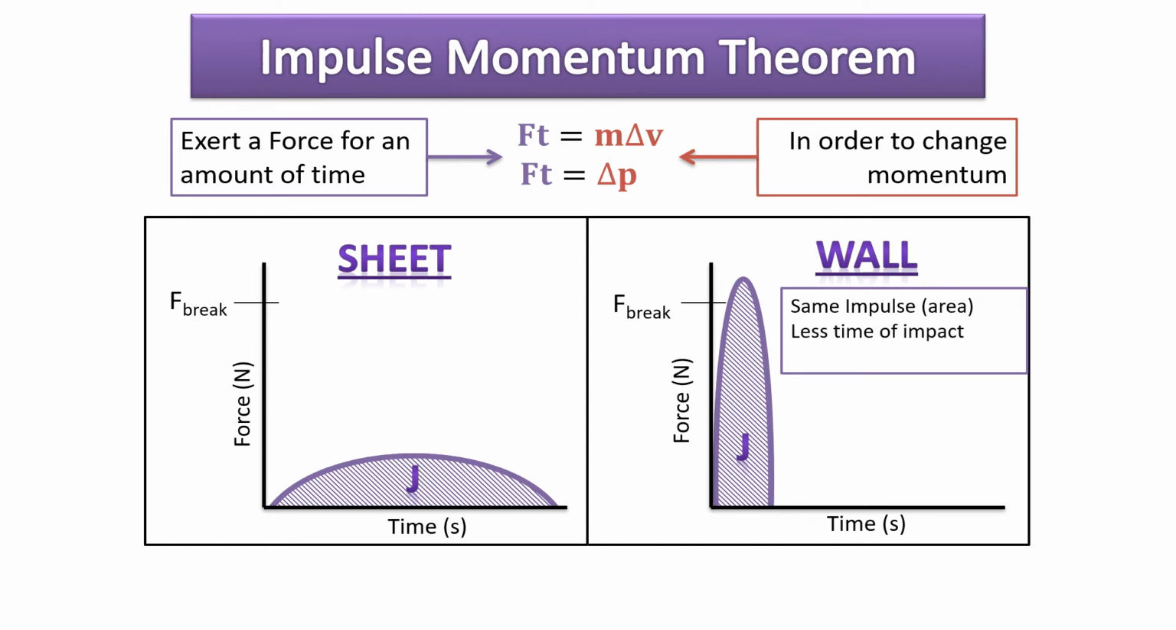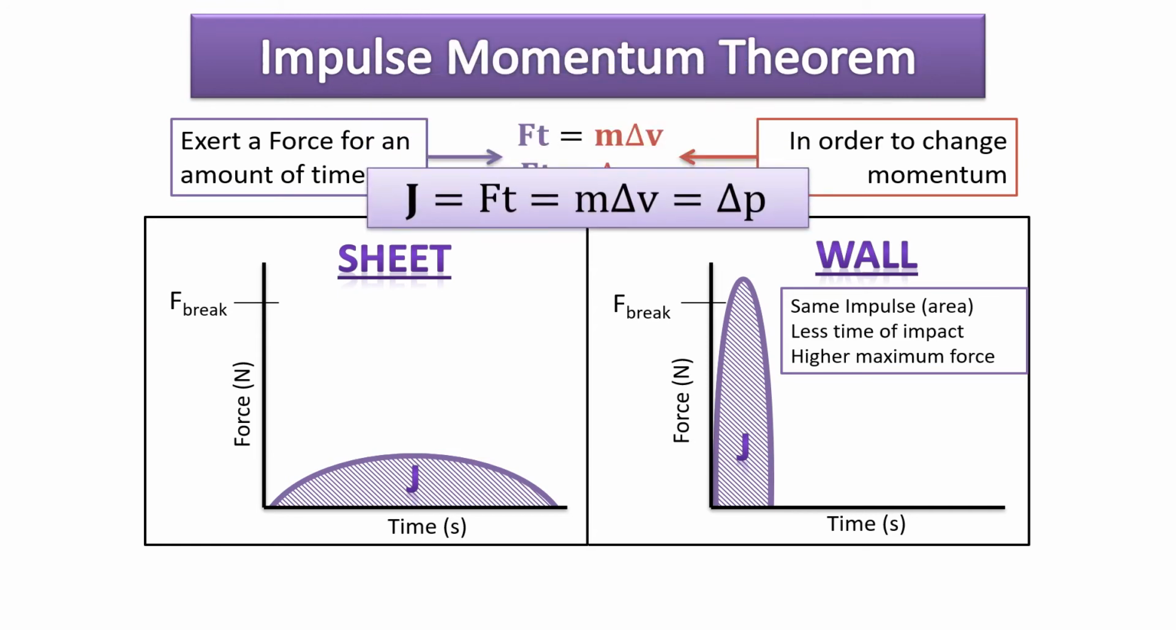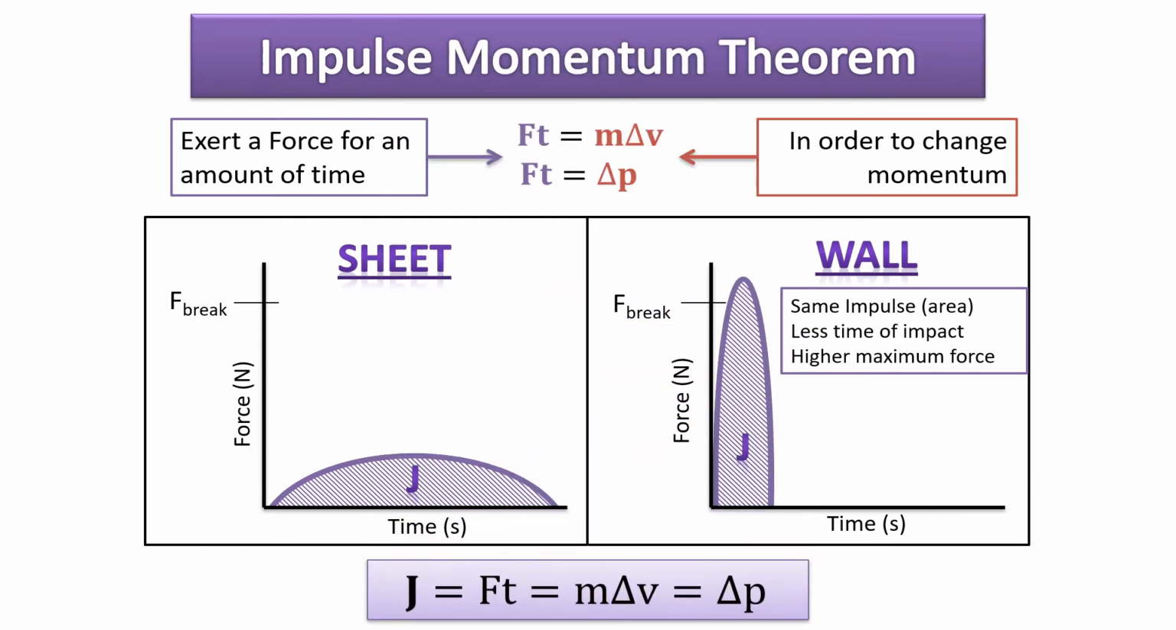There's less time of impact here, so that means that you need a higher maximum force in order to get the same impulse. You want to come to a stop, and that higher force exceeds the force required to break the egg. If it's over a longer period of time, the maximum force that you reach is less than the force required to break the egg. And that's why it's a cool demonstration of the impulse momentum theorem.